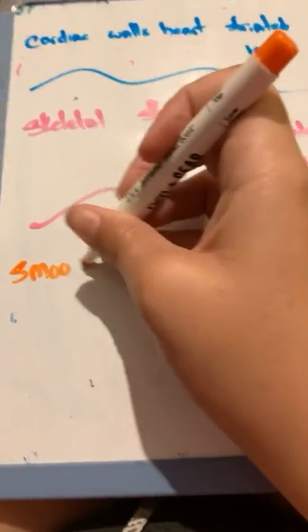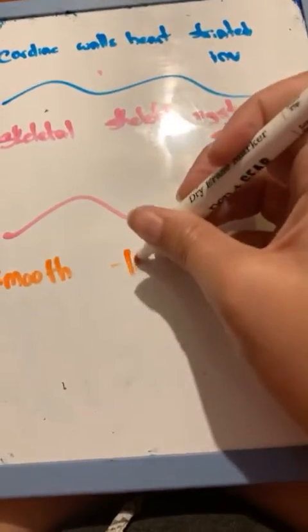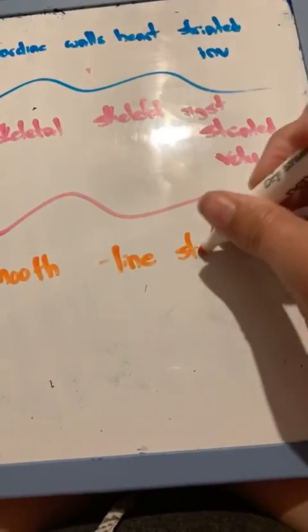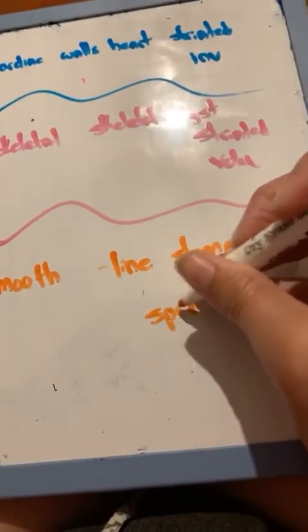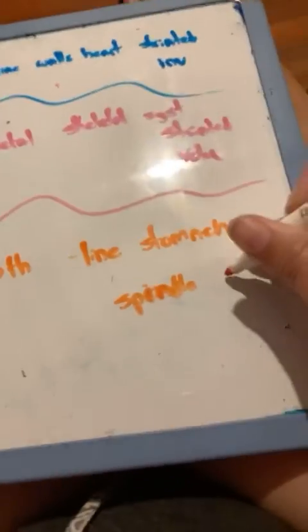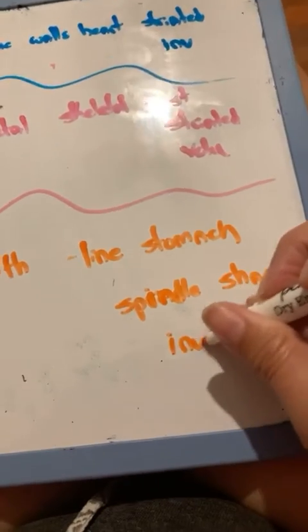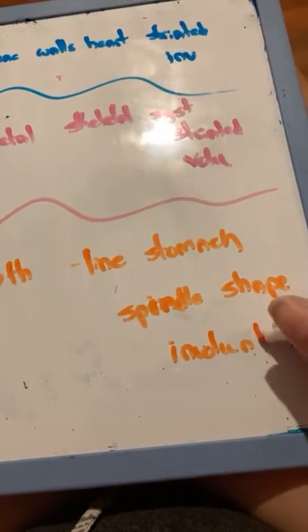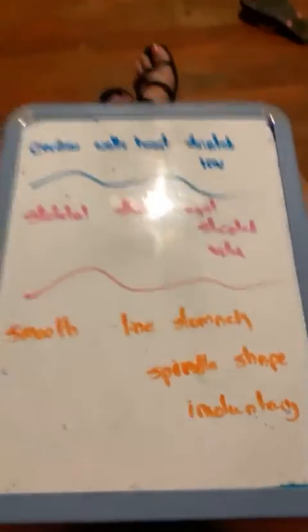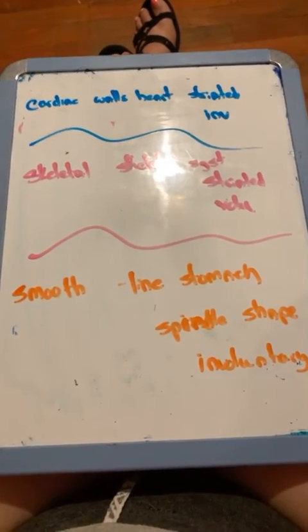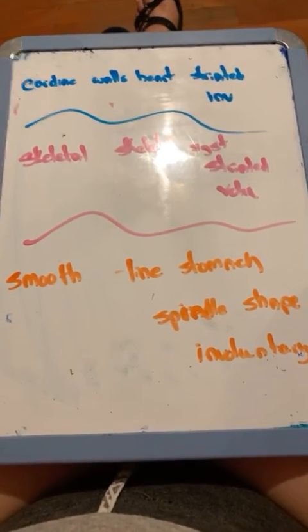And then finally, we have our smooth muscles, which line our stomach. They are spindle-shaped. Oop, and I can't spell that. And again, these are involuntary. We do not have control over those. So those are just some examples of the different types of muscles in our system.